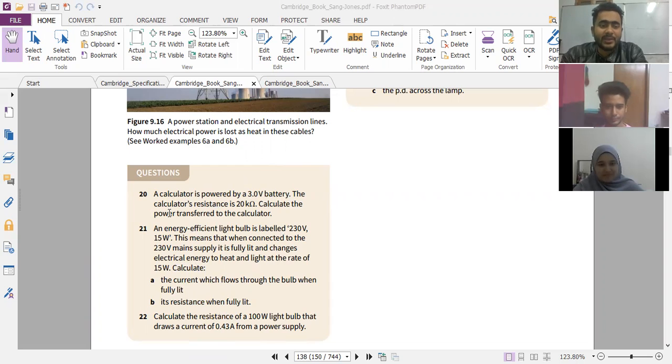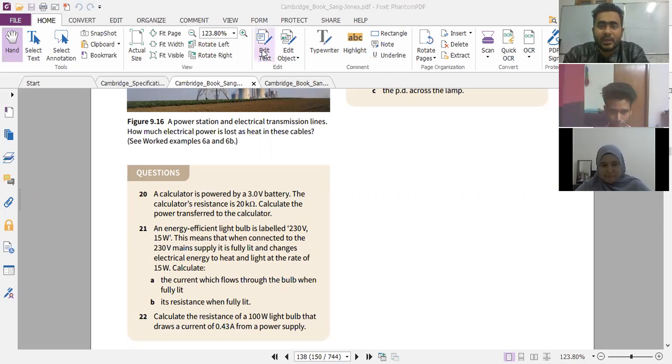Number 20. Nabila, copy বের করো, take a red pen and write the question number 20. তোমার এখানে question number কত আছে এটা? 25. 20. A calculator is powered by 19. Question number 19 at your updated book. Okay. A calculator is powered by a 3 volts battery. The calculator resistance is 20 kilo ohms. Calculate the power transfer to the calculator.